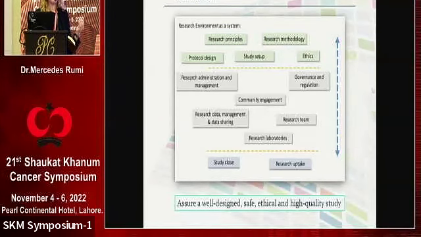They had to go through a stakeholders review and validation, and we had to have a discussion on how to implement them. So I didn't put the 103 themes, but I put the parent modules there, like research principles, study setup, community engagement, and all the things that you need to take into consideration if you want to do integral research. If all of these things are taught, then we can assure we are doing well-designed, safe, ethical, and high-quality studies.